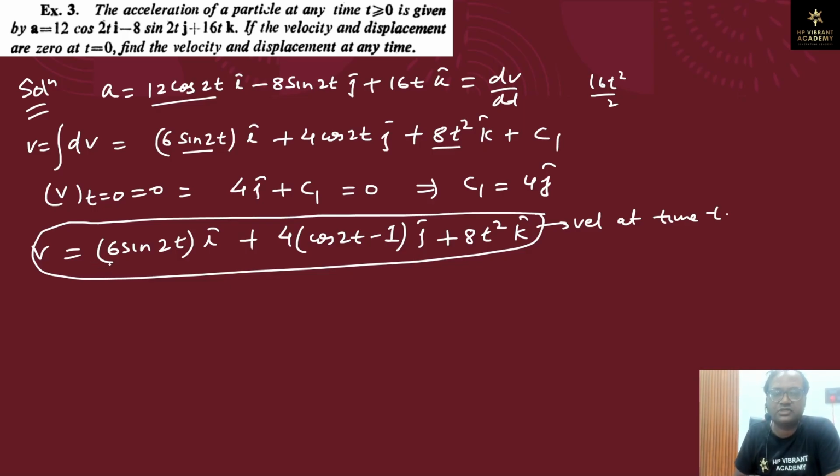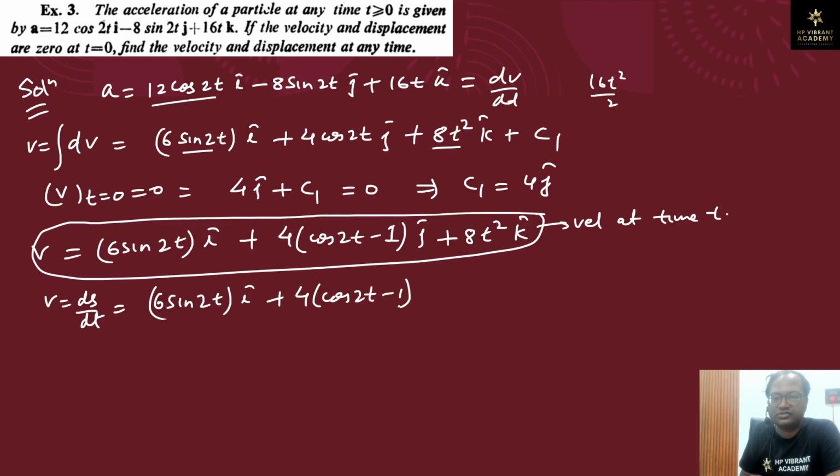Now let us find the displacement. If the velocity and displacement at time t = 0 is 0, find the velocity and displacement. So now let us find the displacement. So we can write v = ds/dt. So this is equal to 6 sin 2t i cap plus 4 times (cos 2t minus 1) j cap plus 8t squared k cap plus c2. So let us integrate this with respect to t.